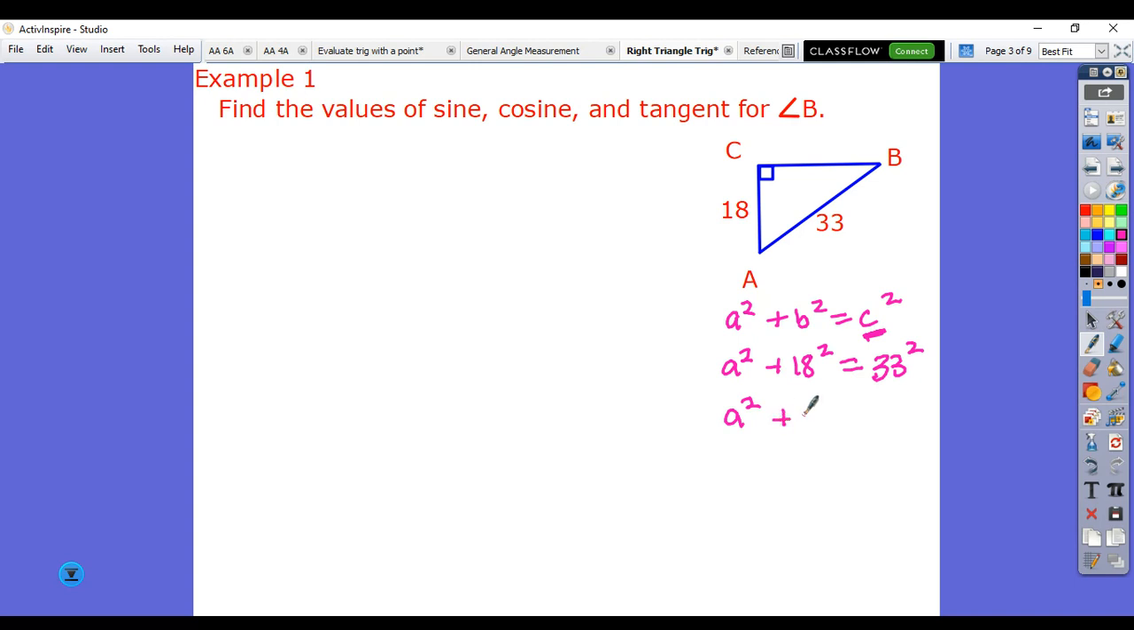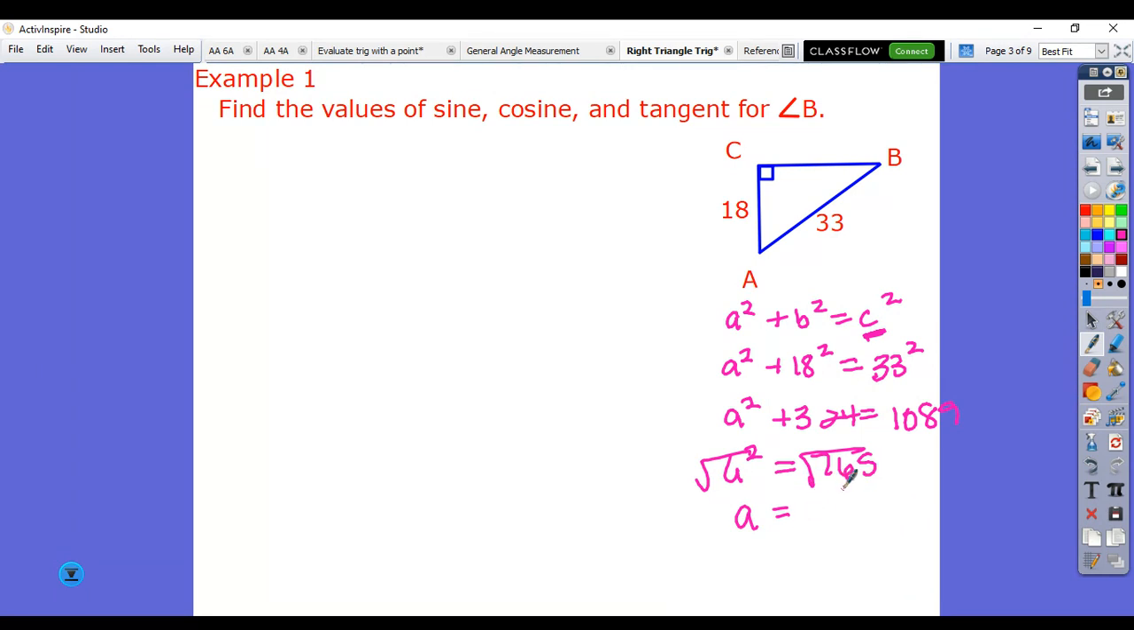All right, so 18 squared is 324. 33 squared is 1089. Then we subtract 324 from 1089, and a squared is 765. Square root both sides. Typically, I get picky when you take the square root. You should have plus or minus, but this is the length of a side, so it's always positive.